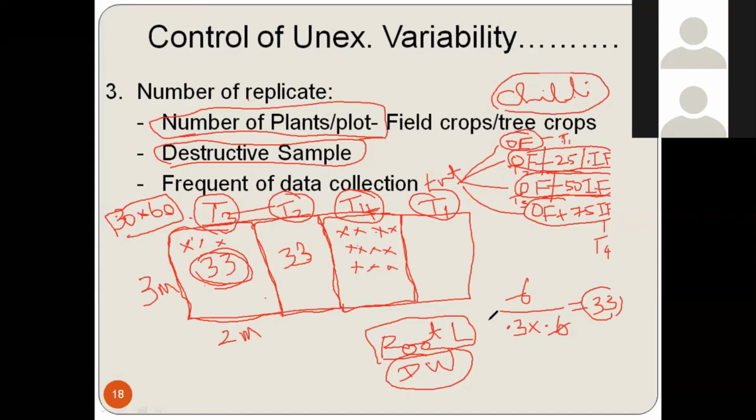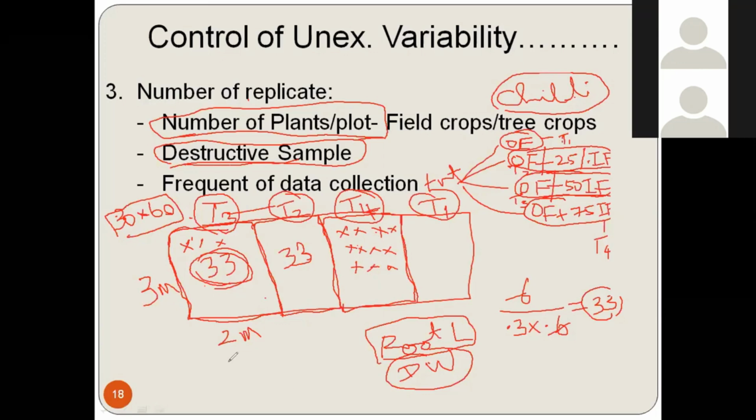Can you measure the root length without removing the plant from the field? No. Similarly, the total dry weight of the plant. Can you measure the dry weight without taking it from the field and putting it into the oven and that process? We can't. So that is called a destructive sample.